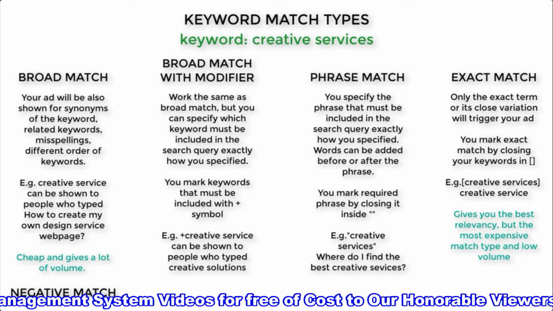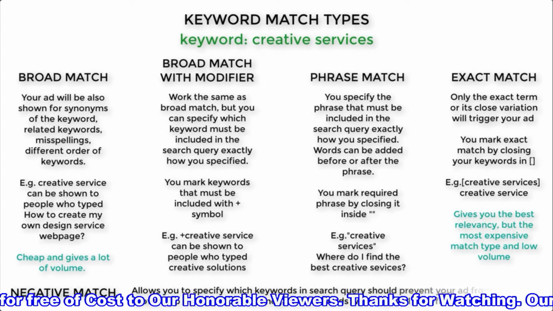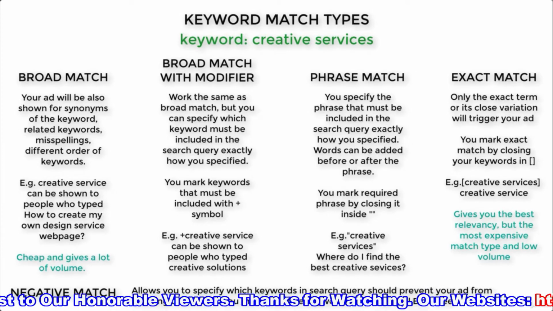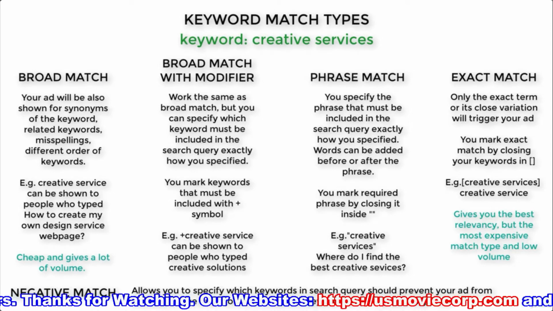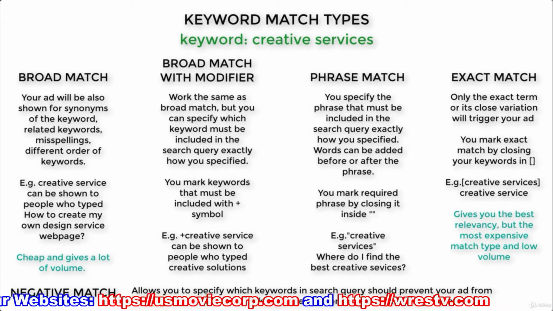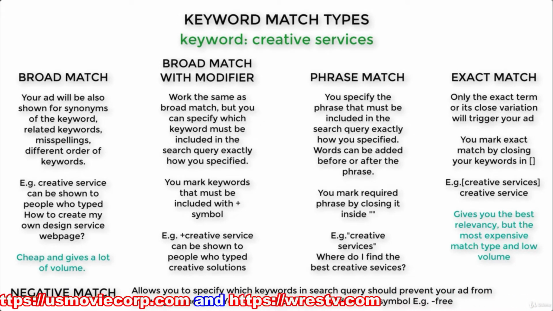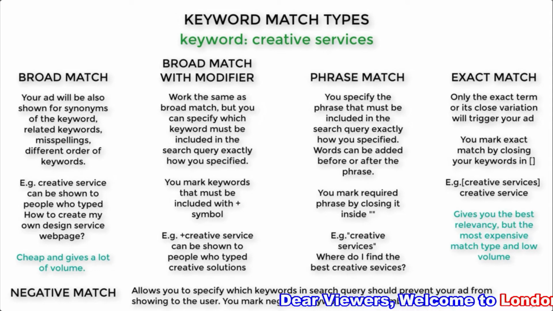The last match type is negative match type. If you use match types other than exact match type, you should specify which keywords used in a query should prevent your ad from showing to the users. These can be keywords like free, tutorial, YouTube, and others that are not relevant to your business. You mark negative keywords by placing a minus sign before them. For example, even if we specified creative services as phrase match, but we added free as negative match type, our ad will not be shown in front of the user who entered into Google search bar, "Where can I find free creative services?"